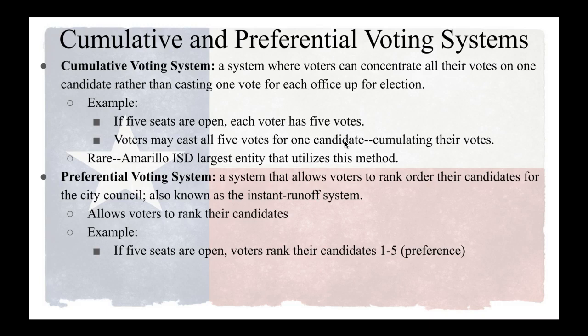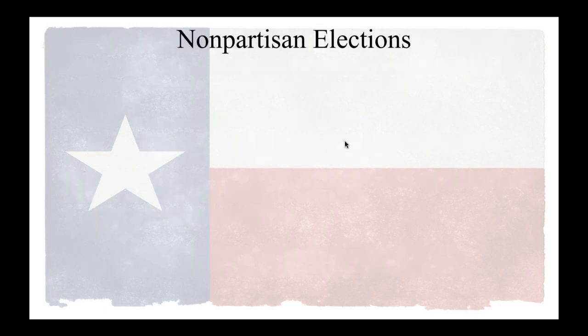So, for example, if 5 seats are open, voters rank their candidates from 1 to 5 in order of their preference. And so there's a complicated ballot counting measure, and those individuals who were preferred more, higher, and more often will be the ones that are elected to that position. And so, as I said, no city in Texas actually utilizes this system. It has been utilized by places like Sweetwater in the past.